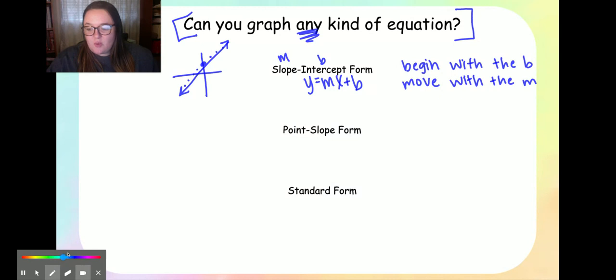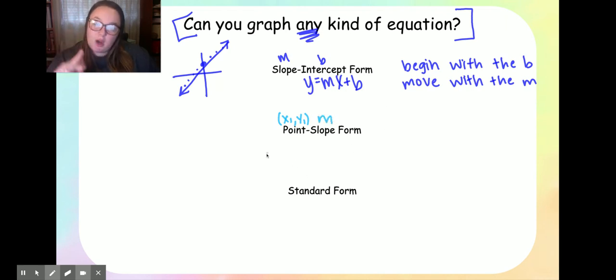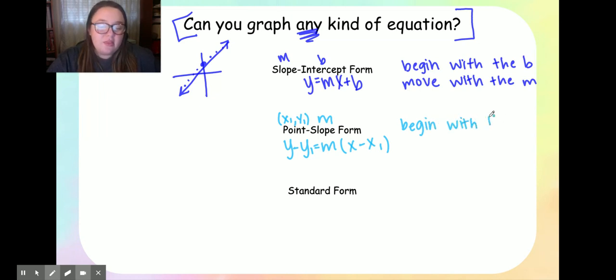Point-slope form, let's make sure that we are good on that one too before we move on to that oh-so-hard standard form. Point-slope. A point is an (x1, y1). And a slope is an m, so with those two parts, that must mean point-slope form is the one that looks like this: y minus y1 equals m, parentheses, x minus x1, because it has the point and the slope in that equation, right? And in point-slope form, it's almost like slope-intercept, but we are going to begin with the point.